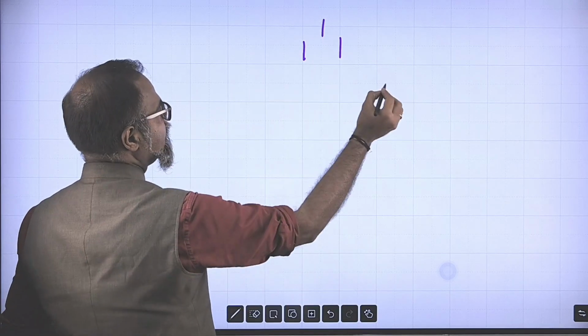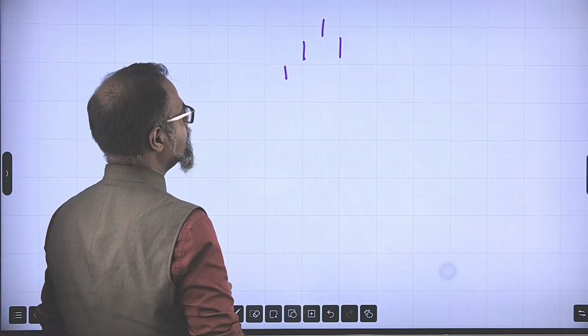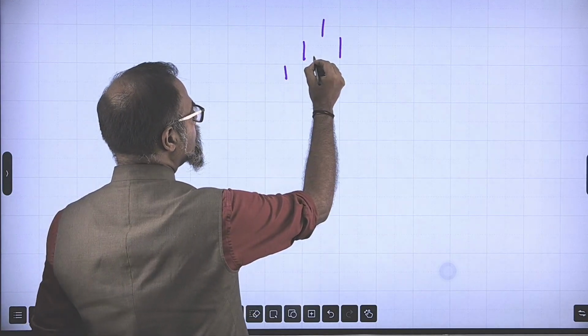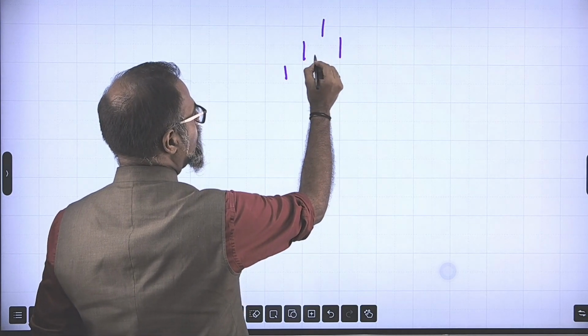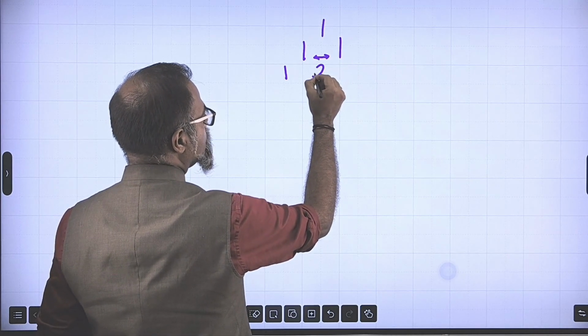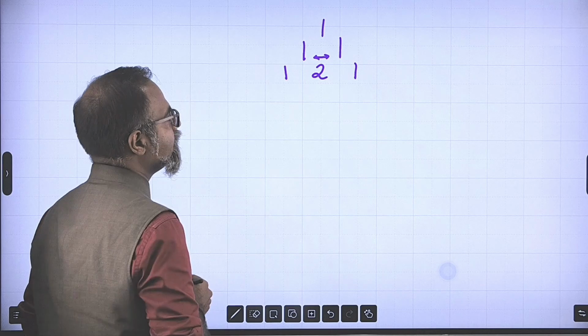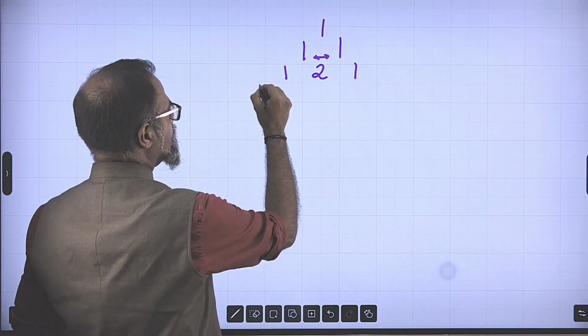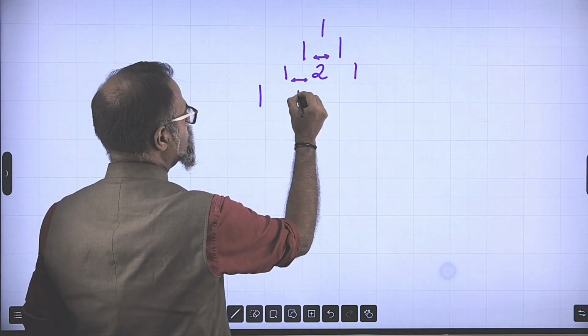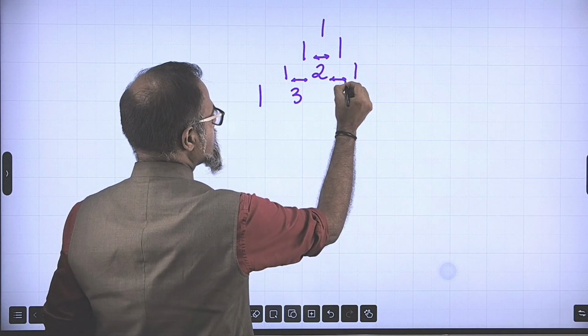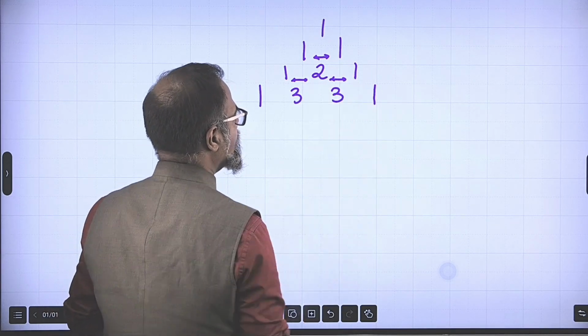Every time you start the next row, you start with the number 1. Then you add up the two numbers which are above. So 1 plus 1, and you write 2, and you end the row with 1. Let's repeat the process. 1, 1 plus 2 is 3, 2 plus 1 is 3, again a 1.